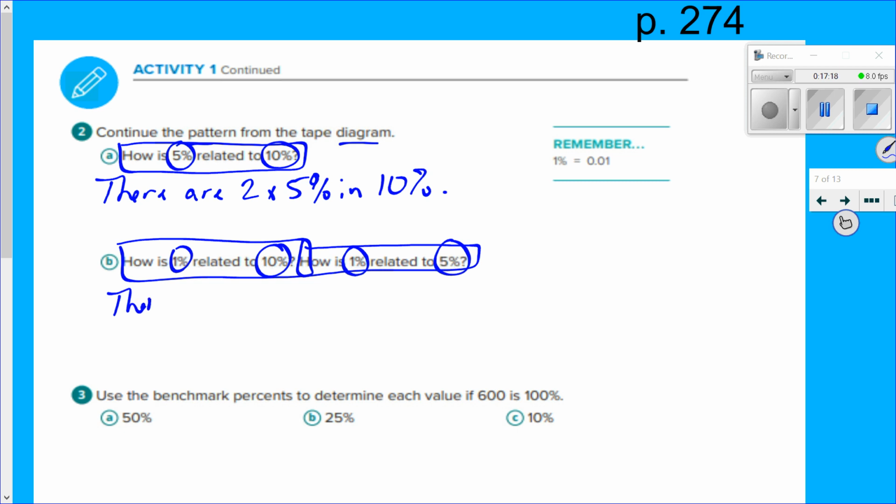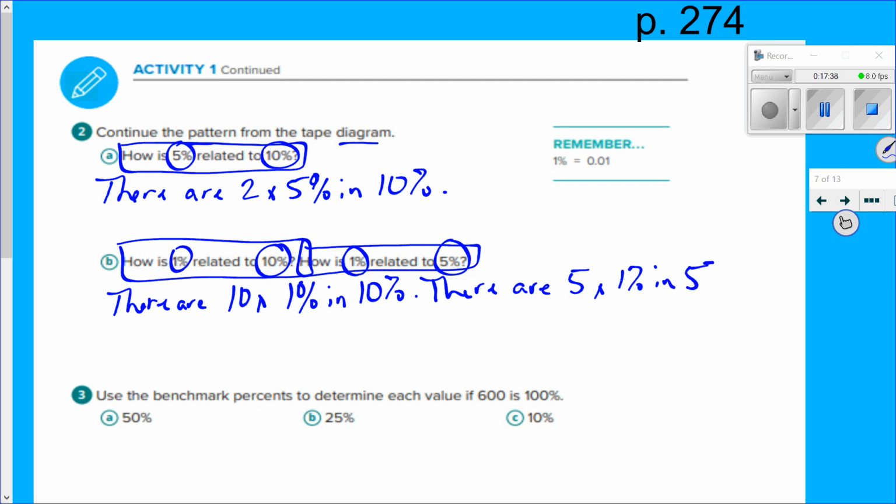Okay, so there are 10 1%s and 10%. And then what about 5%? Aubrey? Good. There are 5 1%s and 5%. Is this making sense so far?